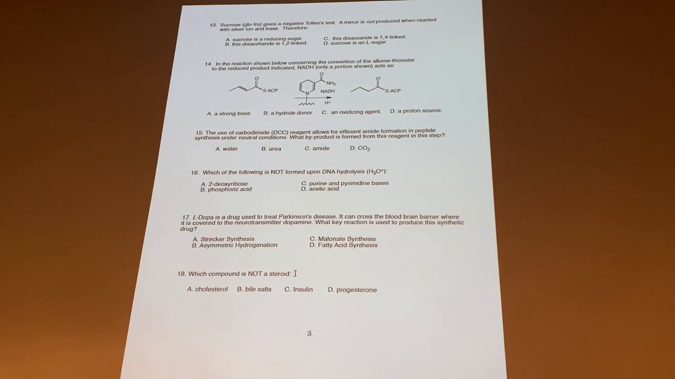Which compound is not a steroid? Well, that would be what? Insulin. Okay, so progesterone, aldosterone, cortisone. You can kind of hear the ketone names there. Those are all the common names for a lot of steroids, but insulin is a peptide. Bile salts, I showed you that too. That comes from cholesterol. That's still a steroid.